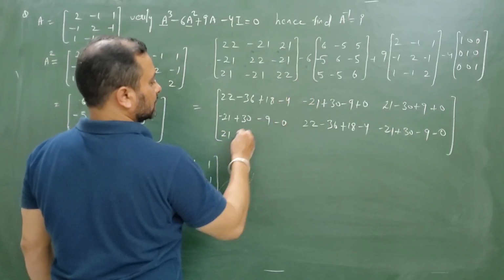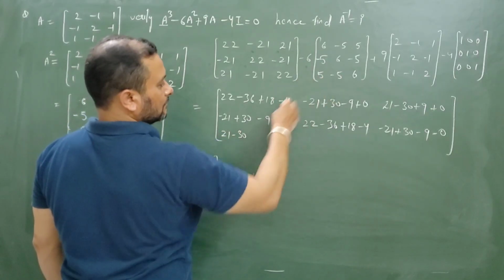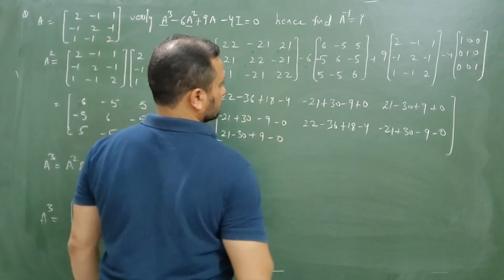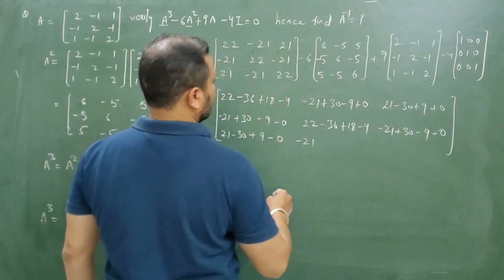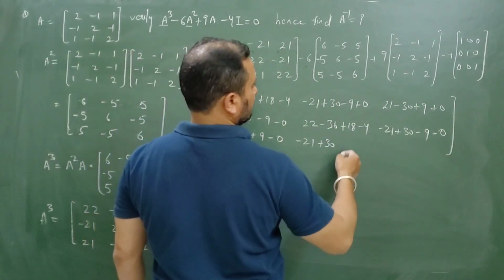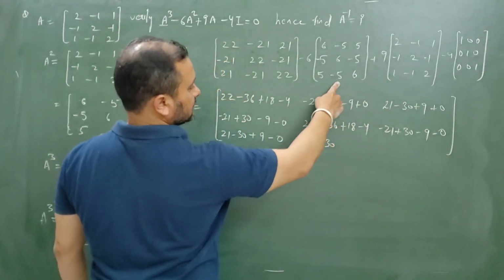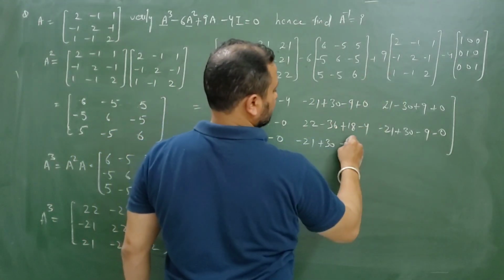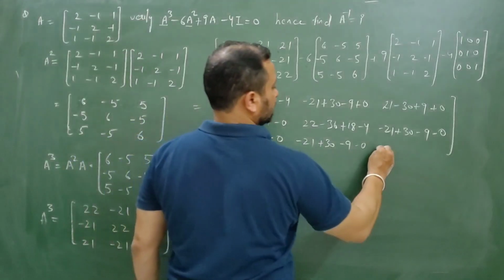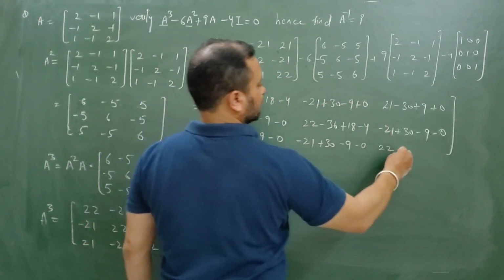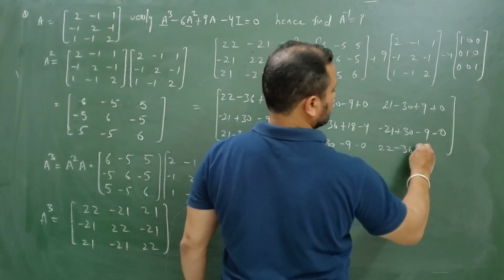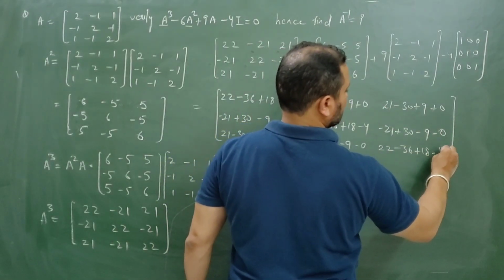21, 9 times 1 is 9, minus 21, minus minus plus 5 times 6 is 30, minus minus plus minus 9 and 0. The last one is 22 and minus minus 36, and 9 times 2 is 18, minus 4.